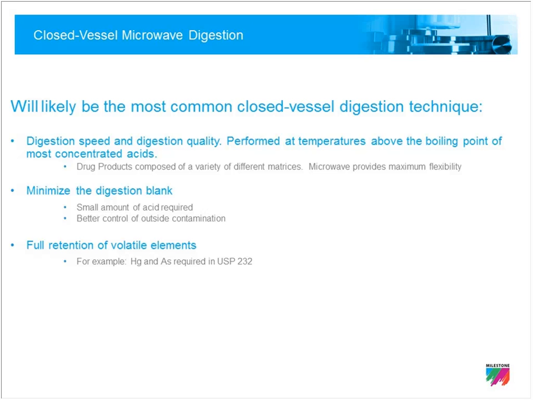In microwave digestion, we also minimize the digestion blank, definitely a critical component of trace metals analysis in general. Small amounts of acid are typically used, anywhere from 5 to 10 mL to digest your samples, and you have much better control of outside contamination, again, because you're working in a sealed vessel. Finally, microwave often gives you the best retention of volatile elements. Two of the class 1 big 4 elements, arsenic and mercury, for example, are very volatile, and microwave is a very solid approach for getting good data for these elements.